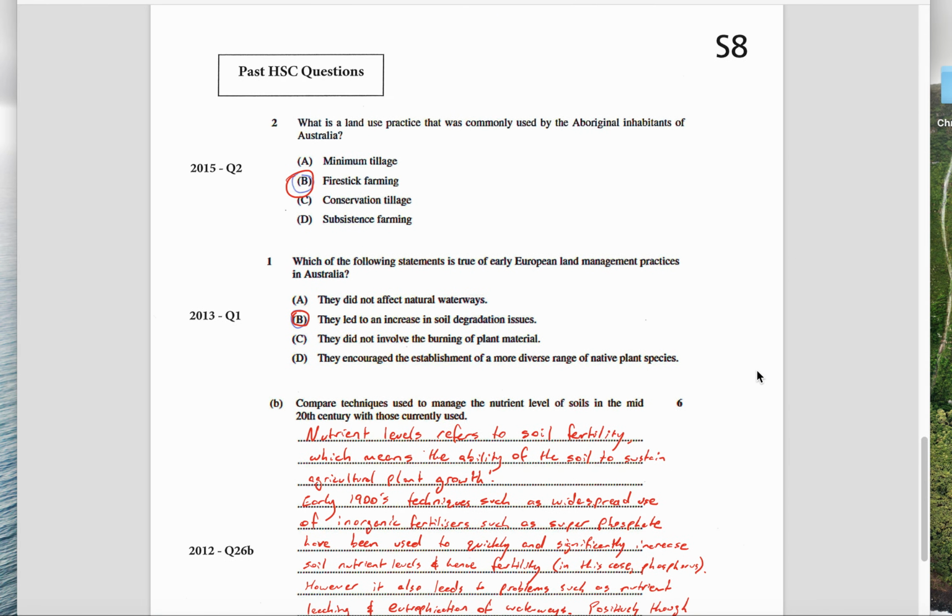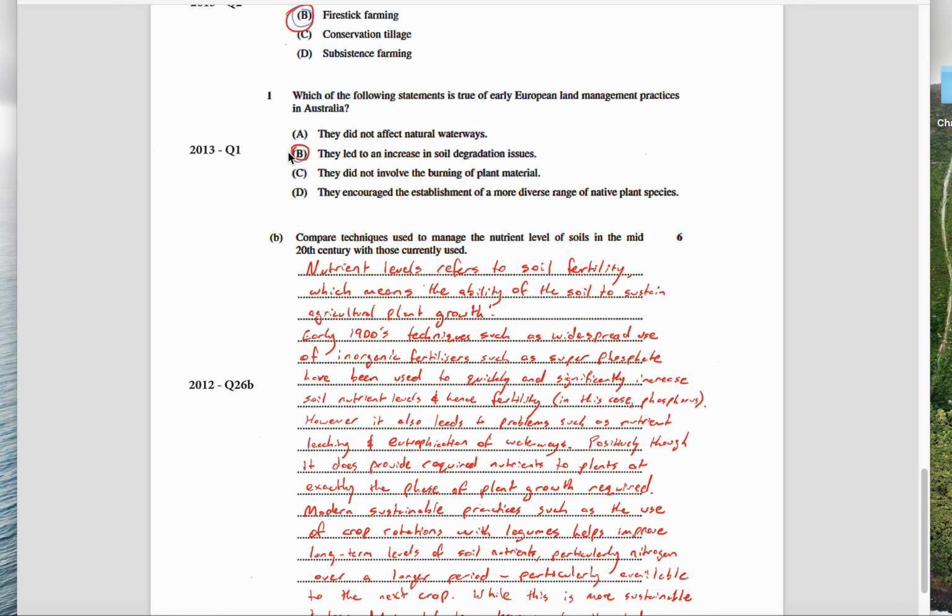So questions for this dot point: 2015, what is the land use practice that was commonly used by Aboriginal inhabitants? Fire-stick farming is the correct answer there. Which of the following statements is true of early European land management practices? They led to an increase in soil degradation issues is the correct answer.